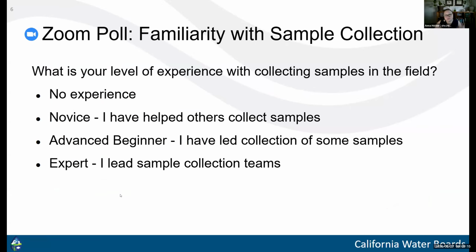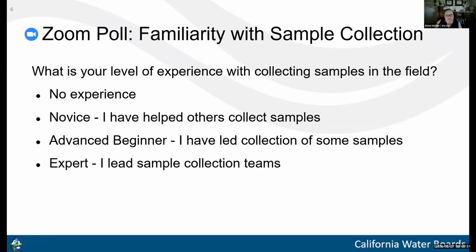So for today, since we're really diving into sample collection, we wanted to get a sense of how experienced y'all are with collecting samples. These don't have to be harmful algal bloom related samples; water samples, bioassessment, sediment, air, whatever type of sampling you do in the field. We're just getting a sense of how comfortable folks are with being in the field and collecting samples and things like that. So let me launch the poll. It should be coming up on your screen.